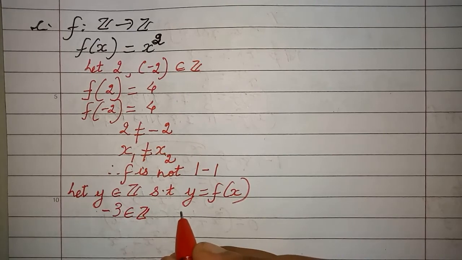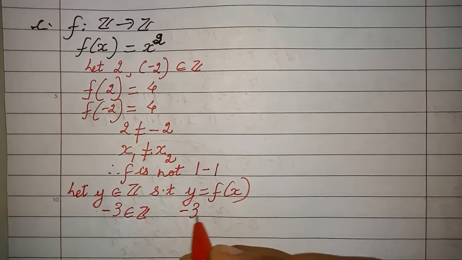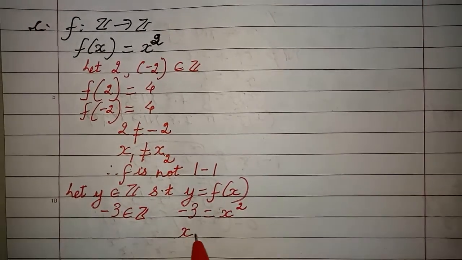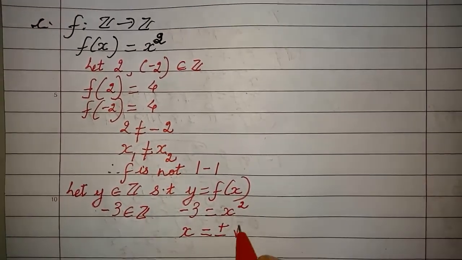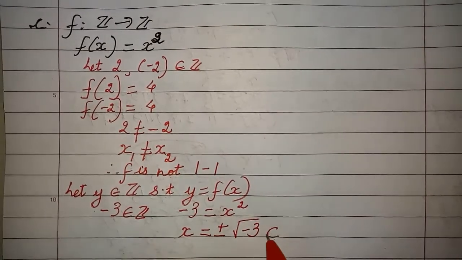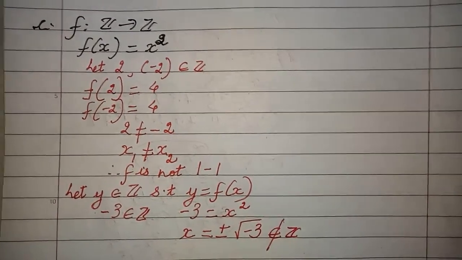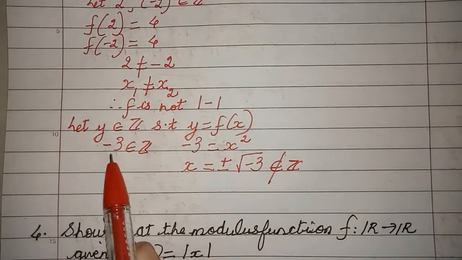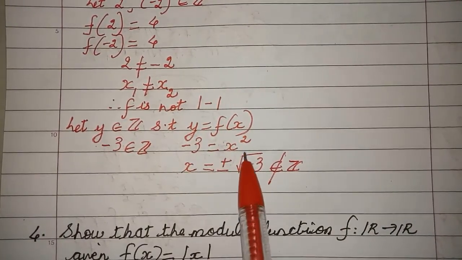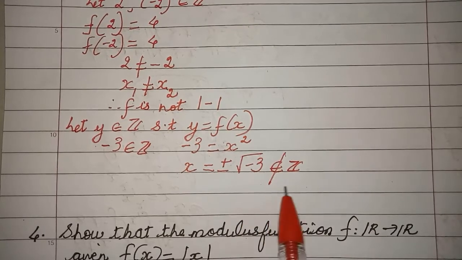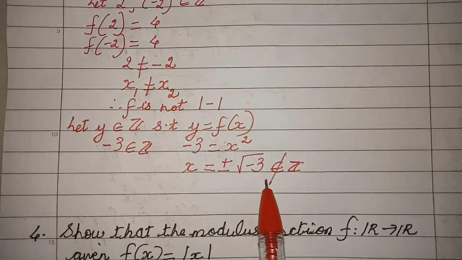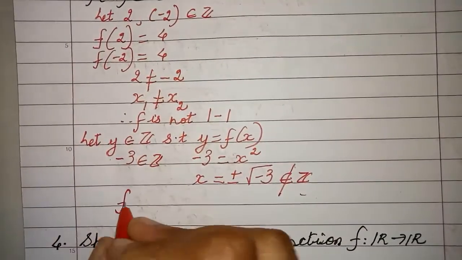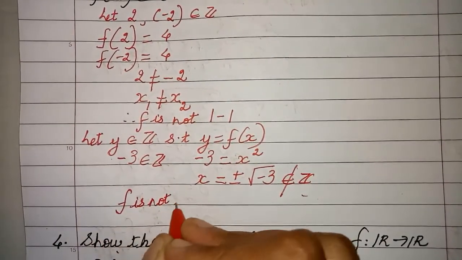It will be minus 3 is equal to x square, right? So x will be equal to plus or minus square root of minus 3, which is not an integer, it is a complex number, right? I have taken y belonging to Z as minus 3 equal to x square. So I am getting a complex, imaginary number, so it is not there in Z. So my function is not onto.